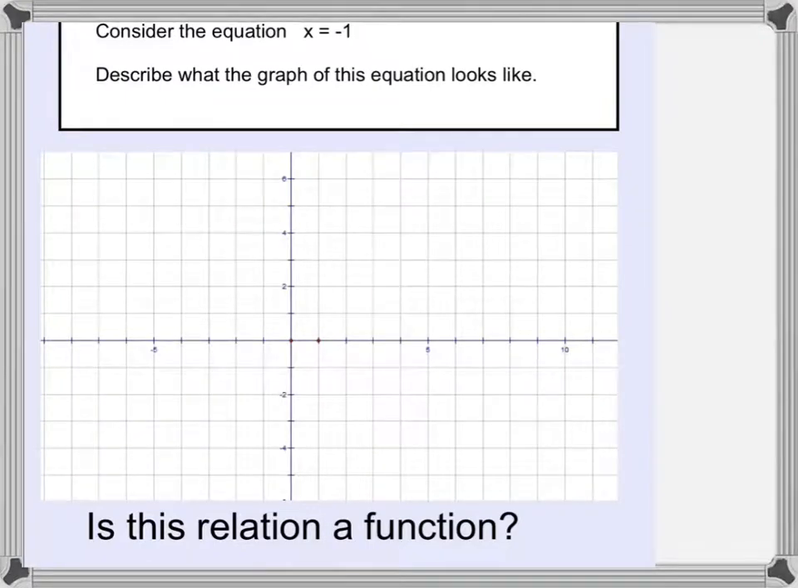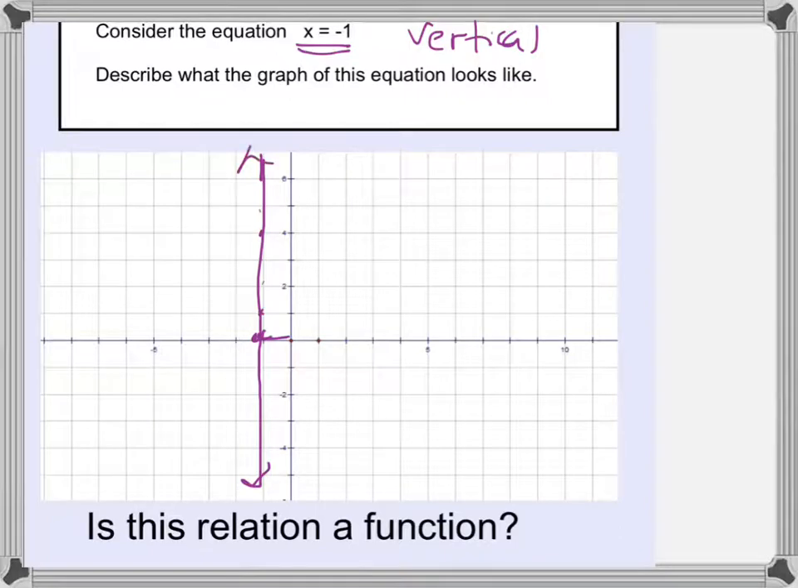Okay, so can we think about what this equation would look like without finding the coordinate pairs? Now, we saw that x is equal to a constant makes a vertical line, so we know it's vertical. And this line always has a horizontal distance of -1 from the origin. So if we look at this point, it has a distance -1, so the line x is equal to -1 is right here. X is equal to -1.